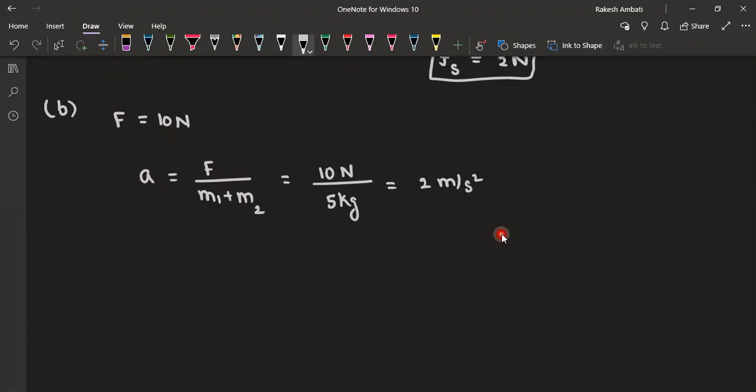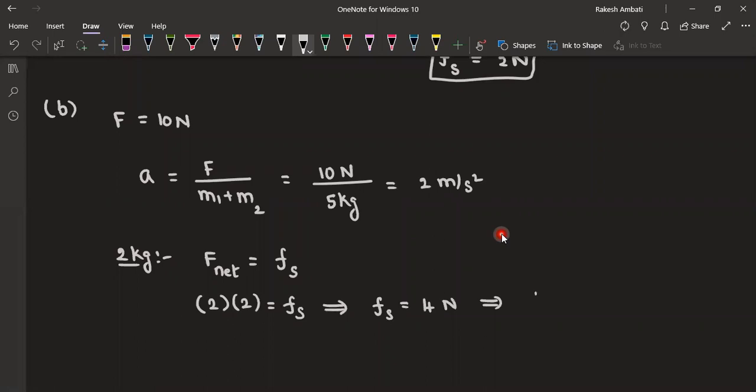Then to find the frictional force, which block do we have to consider, the bottom block or the top block? Top block, that is the 2 kg block. Why? Because in the case of the 2 kg block, the only driving force present is the static frictional force. Resultant force means mass into acceleration. Mass is 2 kg and acceleration 2 meter per second square equals Fs. That implies Fs equal to 4 newtons.